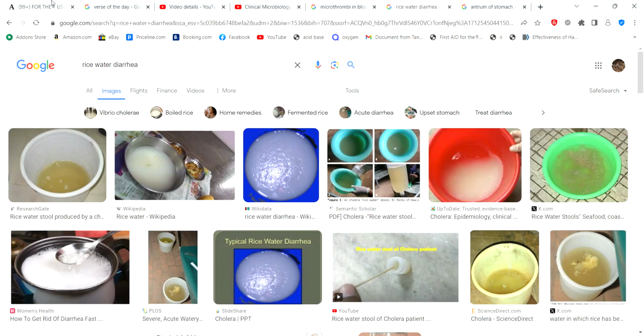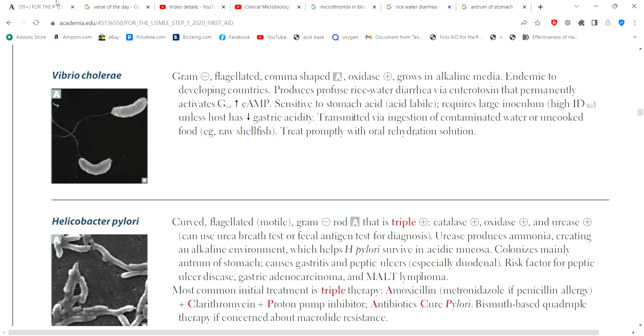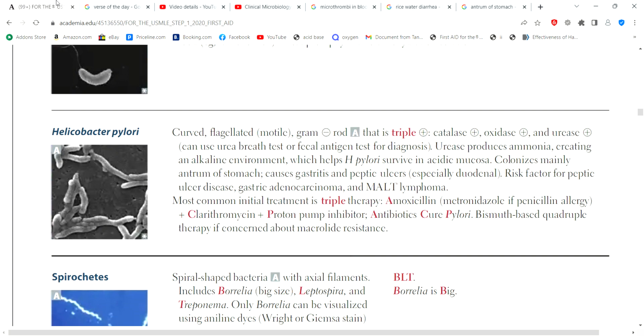Okay. All right. Now, H. pylori. We're on H. pylori. H. pylori is a curved flagellated motile gram-negative rod that is triple positive. It is catalase positive, oxidase positive, urease positive, and we can use urea breath test or fecal antigen test for diagnosis. Urease produces ammonia, creating an alkaline environment, which helps H. pylori survive in acidic mucosa.